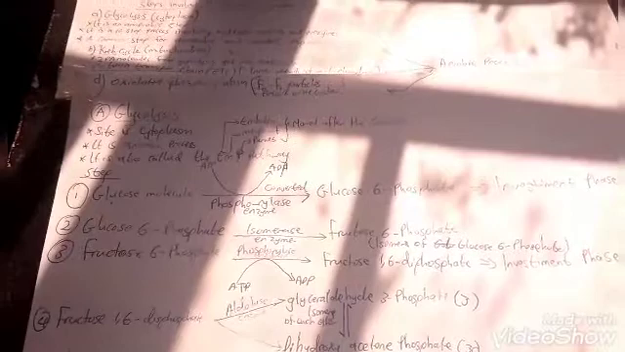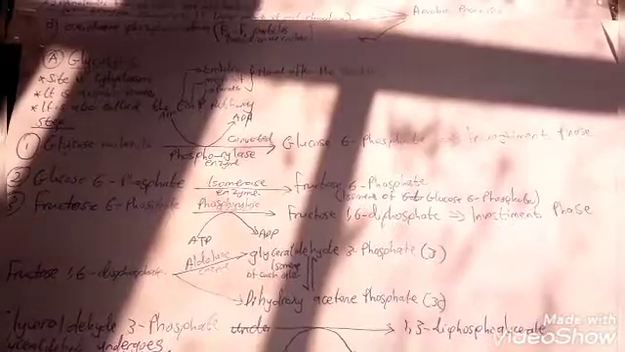Now the fourth step: fructose 1,6-diphosphate is broken down into glyceraldehyde 3-phosphate, a 3-carbon compound, and dihydroxyacetone phosphate. For this breakdown, the enzyme aldolase is required. When these two are formed, they are isomers of each other. That means dihydroxyacetone phosphate can change into glyceraldehyde 3-phosphate, and glyceraldehyde 3-phosphate can change into dihydroxyacetone phosphate, which are 3-carbon compounds.